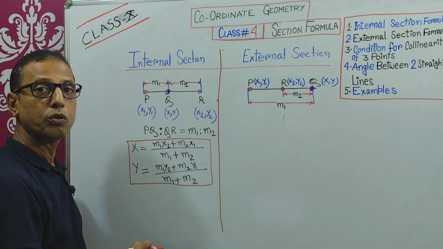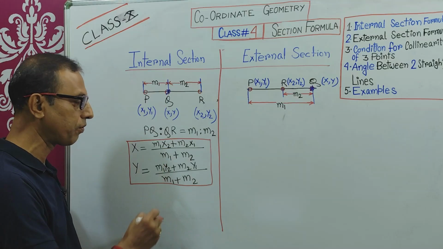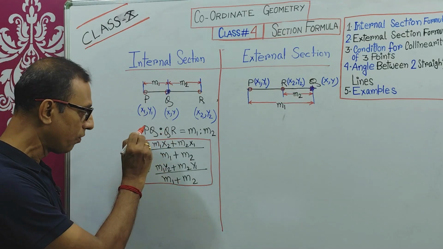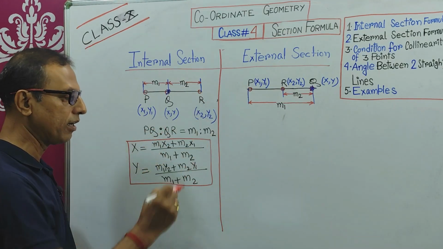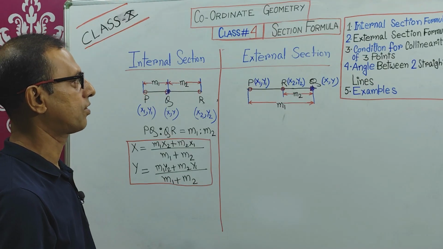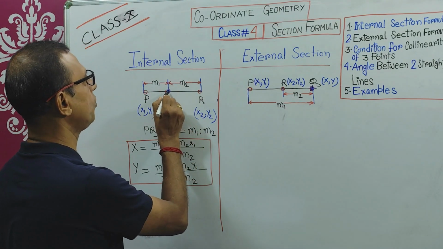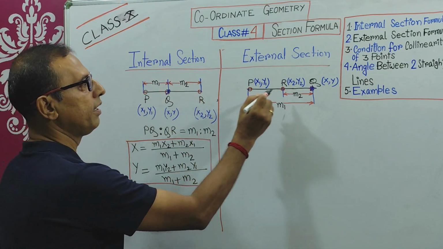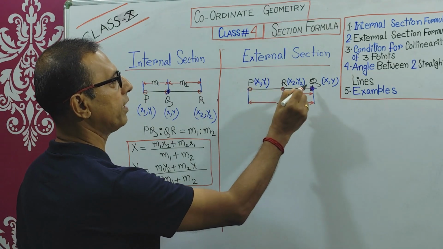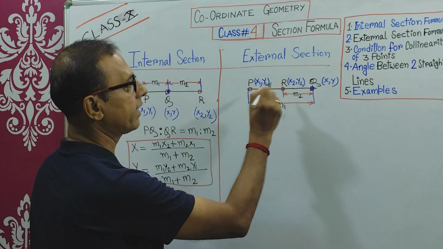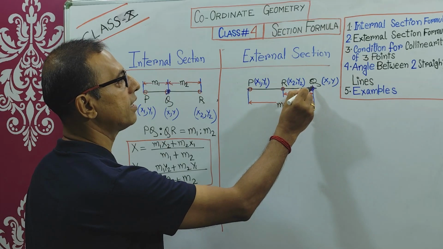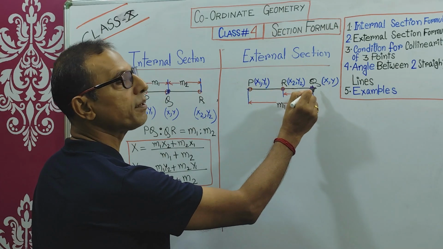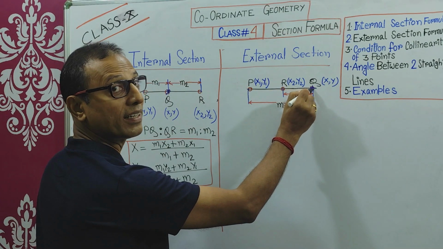I will also derive the formula. How this formula has come, that also I will show you. First remember the formula. Now I will come to external section. So here you can see Q was in between PR. Here I have plotted Q outside, in the extended portion of PR. So it has divided the extended portion externally.